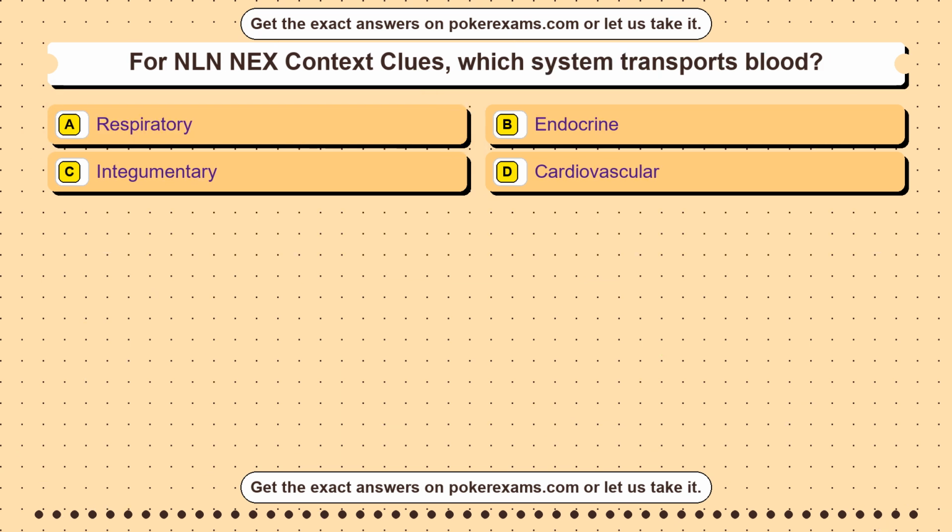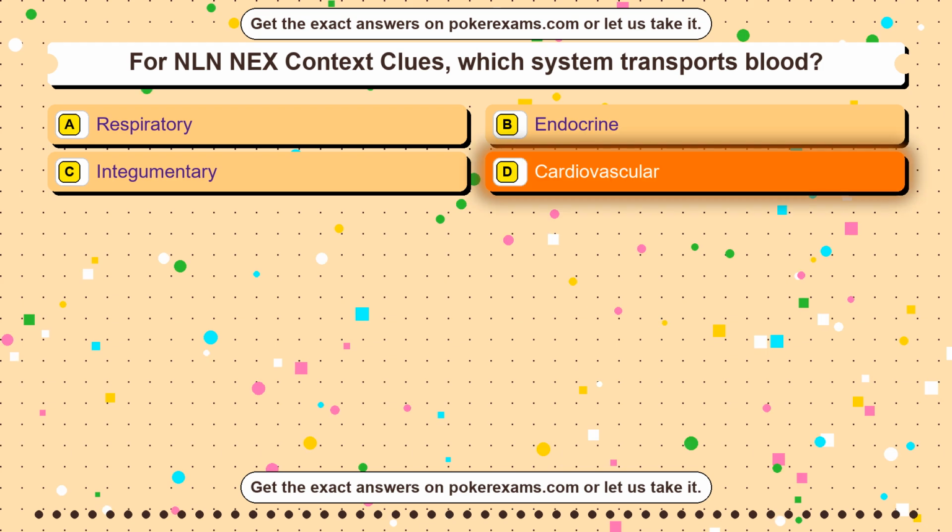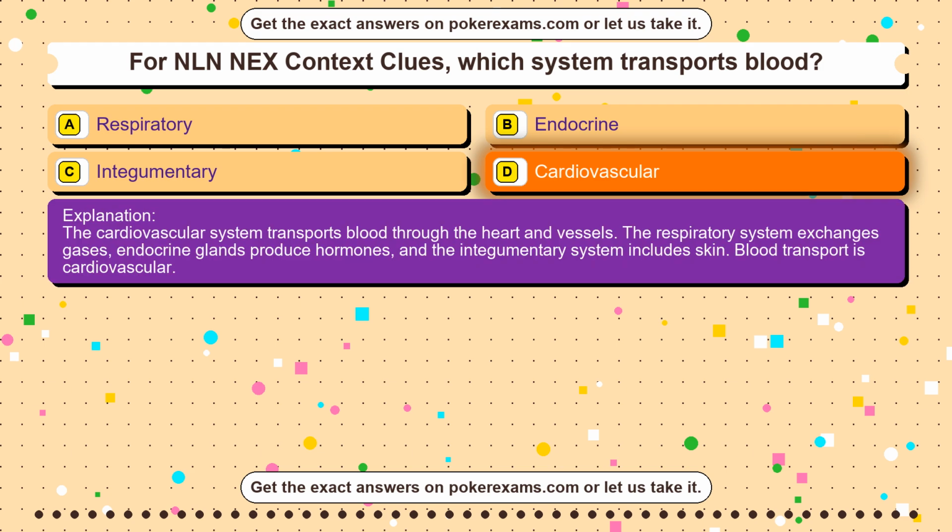Question 2. For NLN NEX Context Clues, which system transports blood? Option A, respiratory. Option B, endocrine. Option C, integumentary. Option D, cardiovascular. The correct answer is option D. Cardiovascular. The cardiovascular system transports blood through the heart and vessels. The respiratory system exchanges gases, endocrine glands produce hormones, and the integumentary system includes skin. Blood transport is cardiovascular.